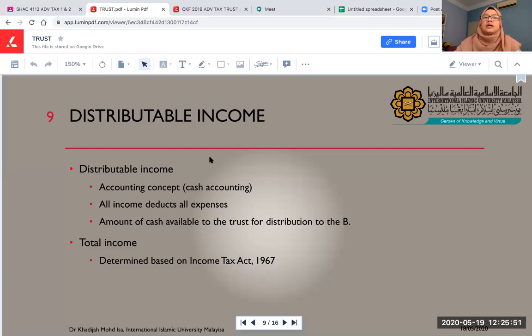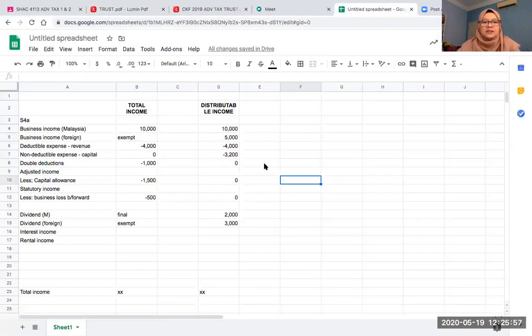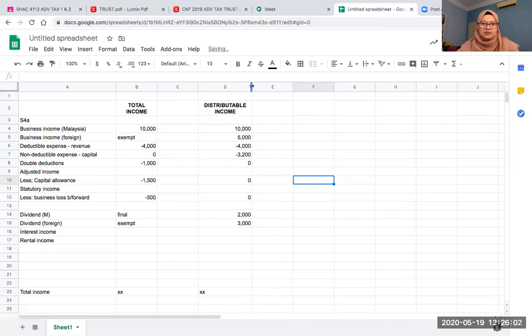Yeah, so can you actually see this worksheet now? Can you see the worksheet? Yes or no? Okay, yeah.